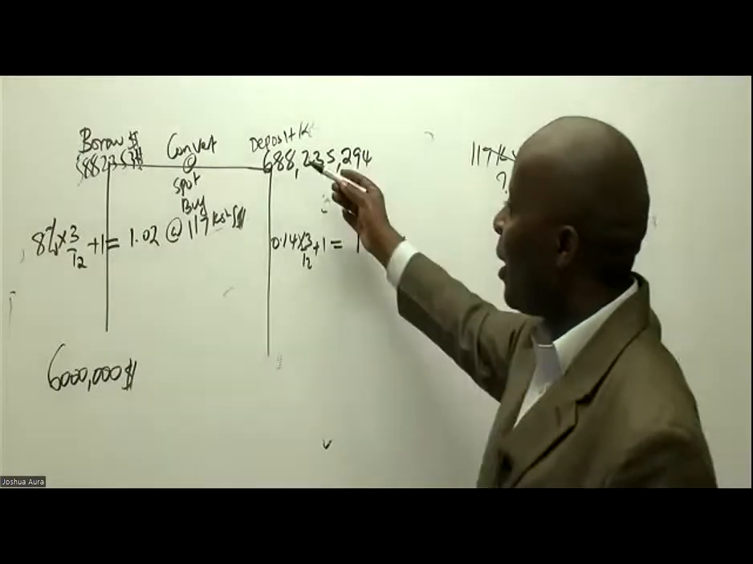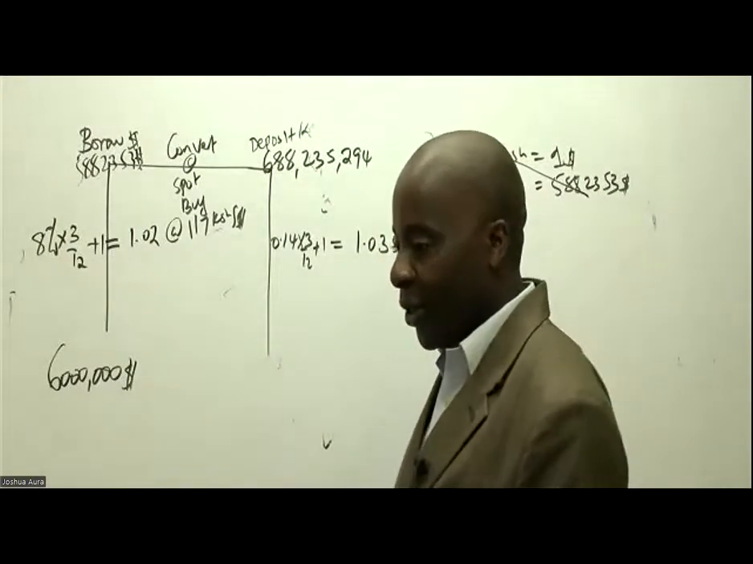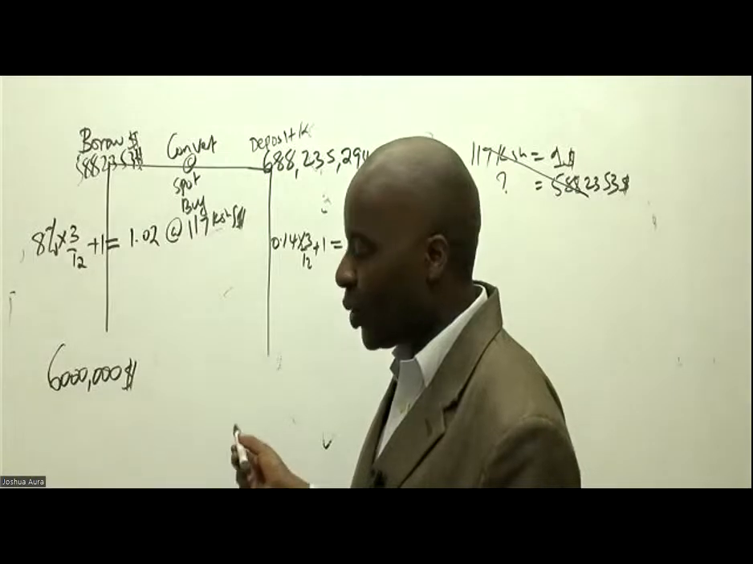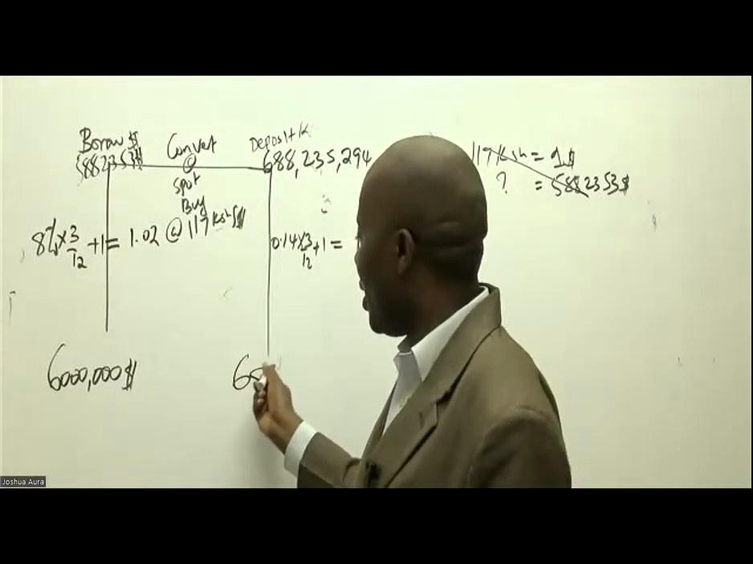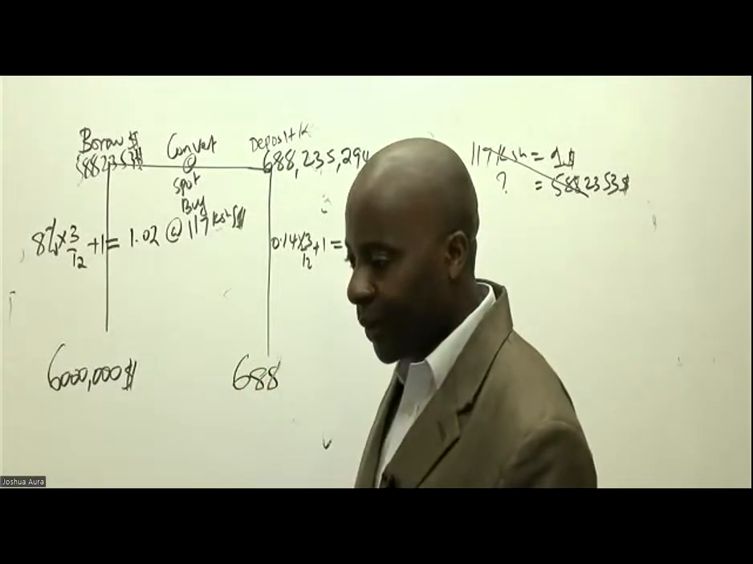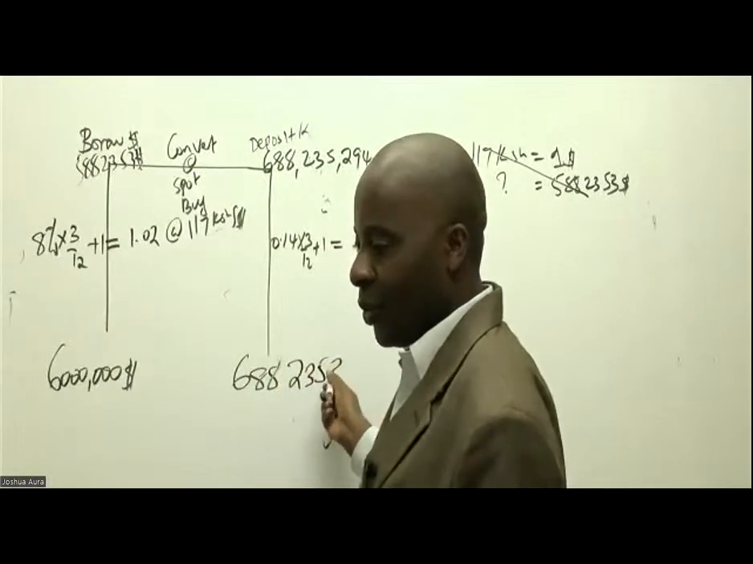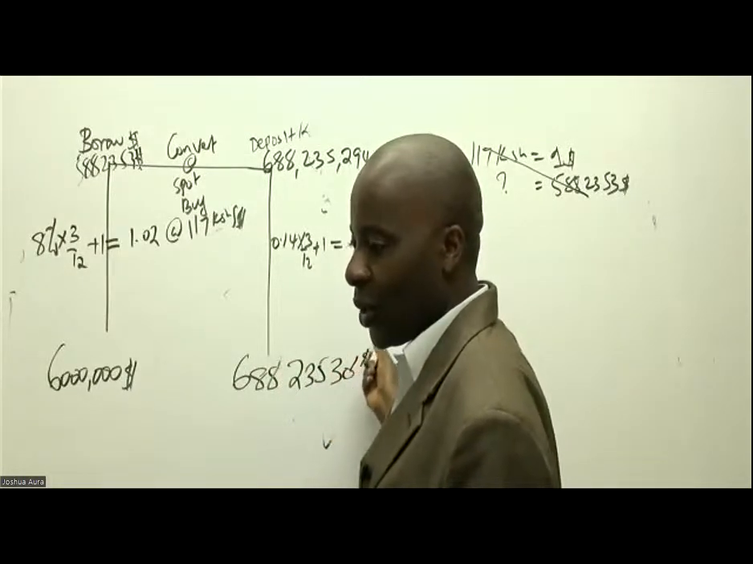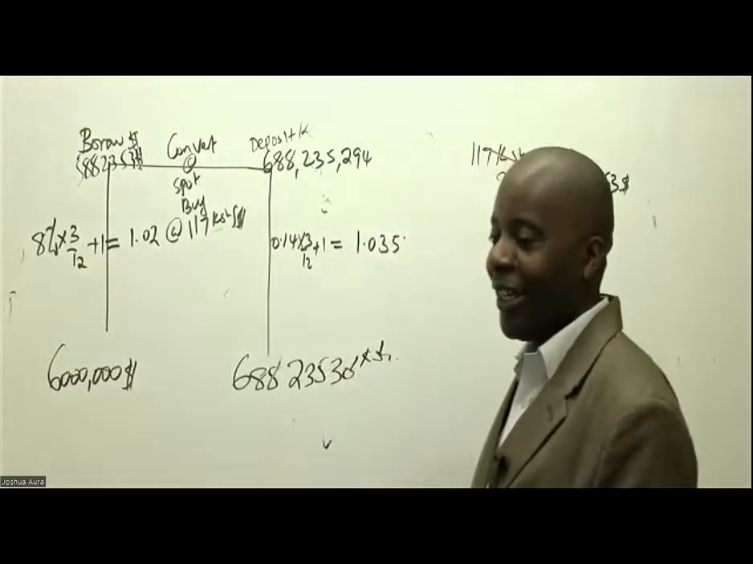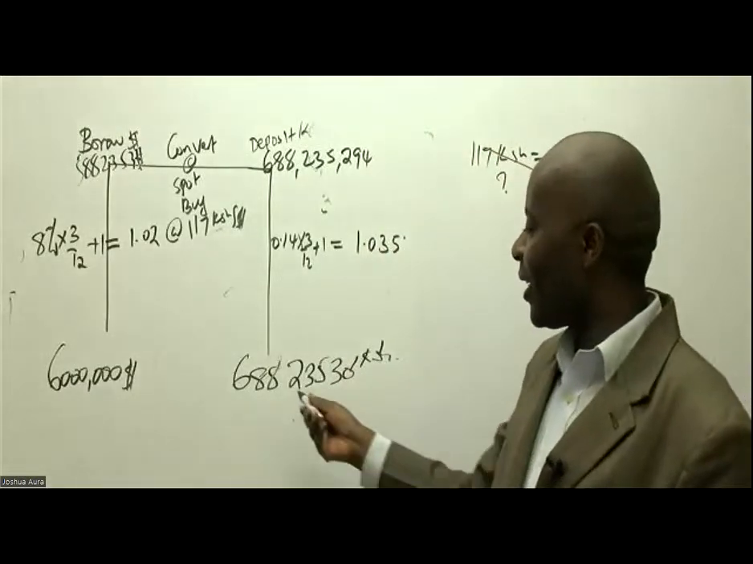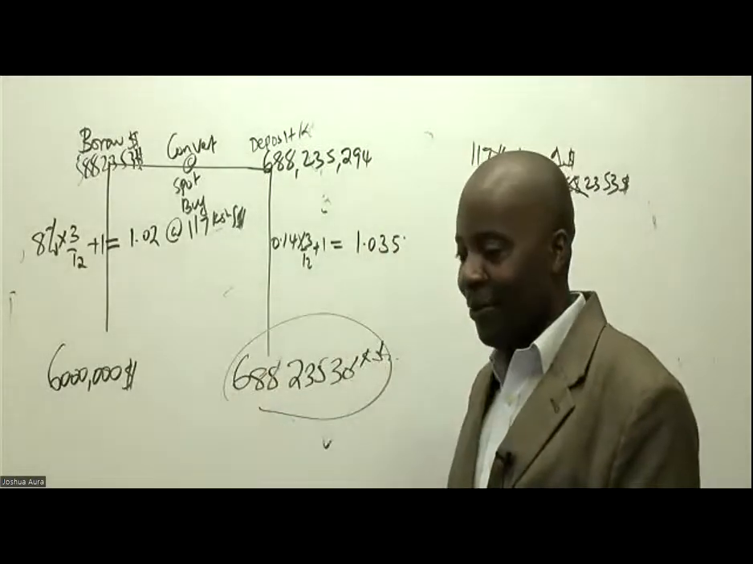So in this case here down, what do we do? We multiply. So multiplying is giving us 688,235,301 Kenya shillings, like that. Thank you. Is there anybody who got this figure?